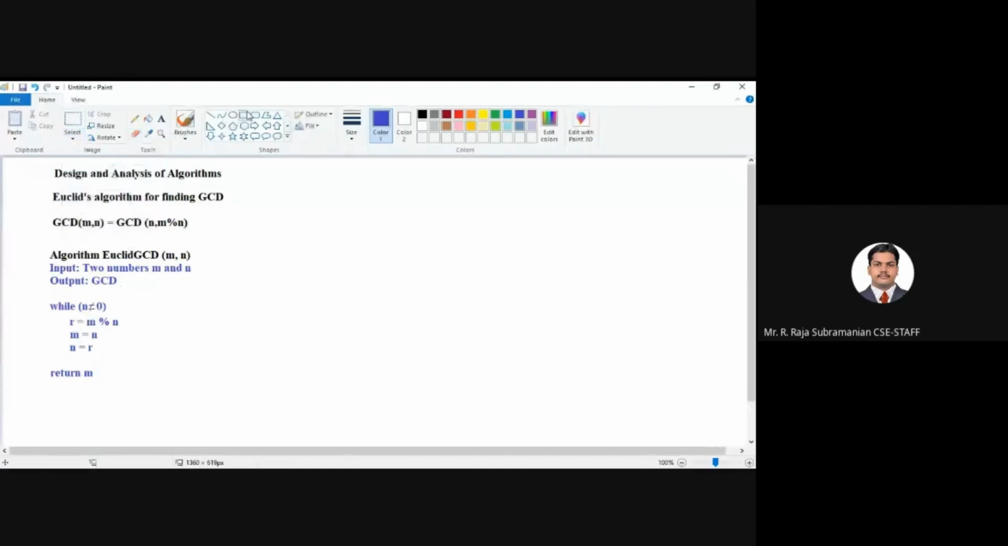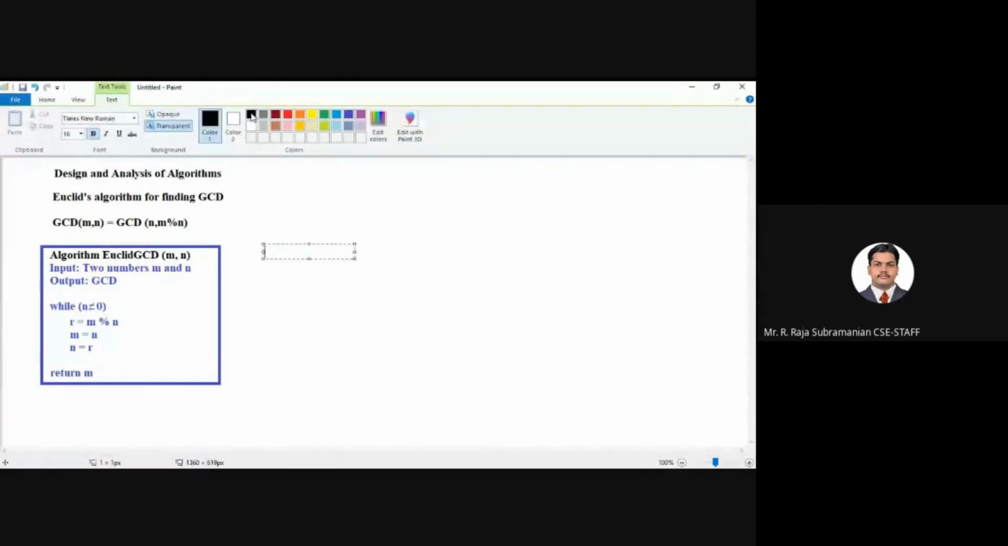Is it clear? Yes, sir. Now, another way of writing this also we need to understand. This is actually a non-recursive approach. Can any one of you say what will be the recursive approach for writing this particular algorithm? I'll give the name: Recursive Euclid, Rec underscore Euclid GCD of m comma n.